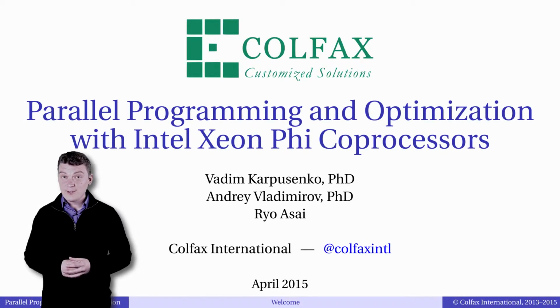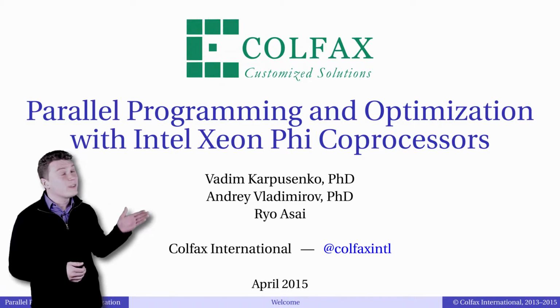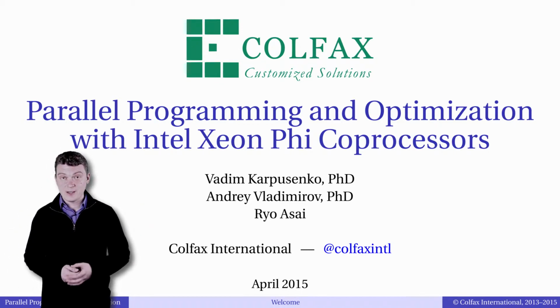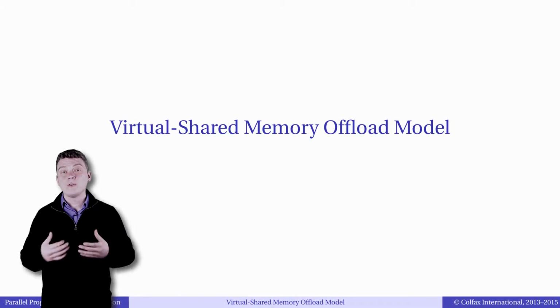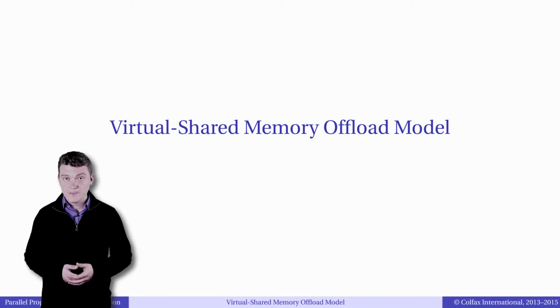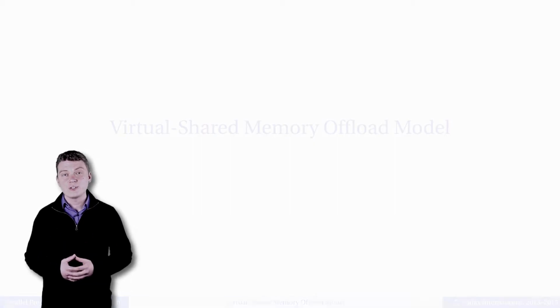Thank you for tuning in to episode 3.6 of the Parallel Programming and Optimization with Intel Xeon Phi coprocessors video course. In this video, we will cover the basics of offload using shared virtual memory. It can be used for sharing complex pointer-based data structures.